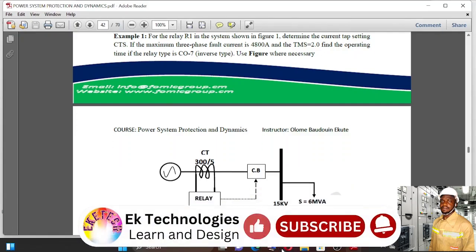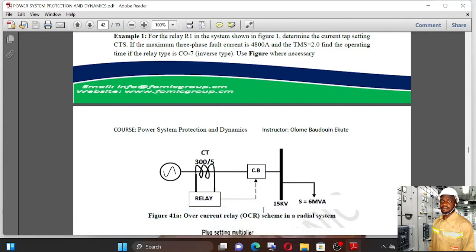We have a few examples here to see. We're going to see a few, then you look at the other ones. That considered, we have this protection of a current relay protection system in the radial system network.